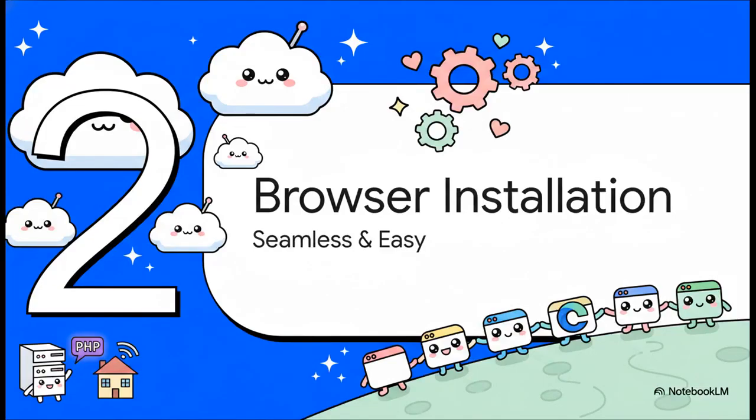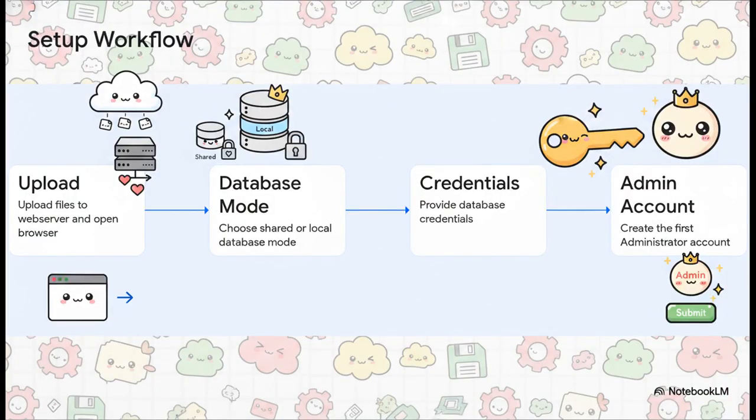Moving right along to Section 2, seamless browser-based installation. And this brilliantly illustrates just how frictionless deployment can be, even if you're just on ordinary shared hosting. You literally upload the project files to your web server, open your browser, and that's it. The system automatically redirects you to a browser-based installer. From there, you pick your database provisioning mode, whether you're on a restricted shared host or a local environment with root access. Then you just drop in your database credentials, create your first administrator account, and hit submit. No shell commands required at all, unless you specifically want to use them.